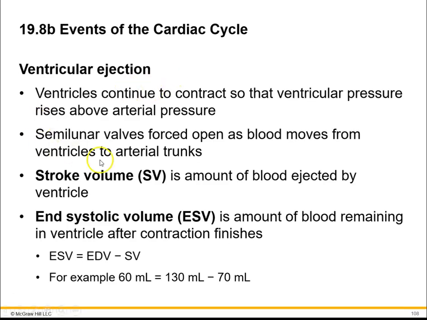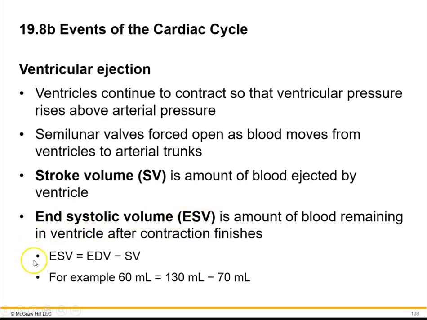Let's take a moment here and talk about a couple of volumes that you need to know. You have the stroke volume. So this is the amount of blood that's actually ejected by the ventricle. And then you have the end systolic volume. So the ventricle cannot eject all of the blood. So there's always a little bit of blood remaining after the end of systole. This is what's called the end systolic volume.